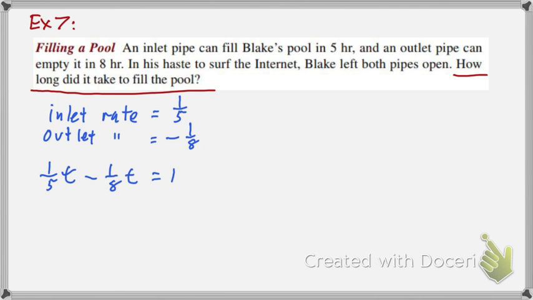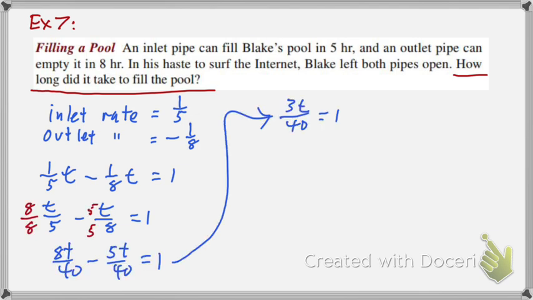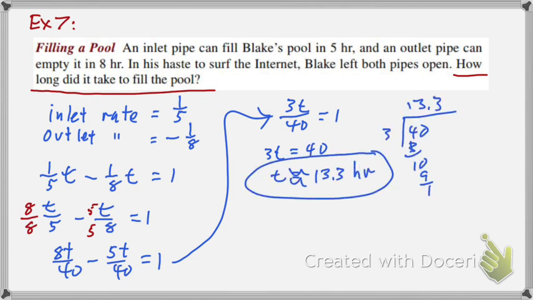I get my formula. Notice the negative sign there. I rewrite it. And now I've got to get a common denominator. Well, for 5 and 8, that's 40. Which gives me 8t over 40 minus 5t over 40 equals 1. Well, 3t over 40 equals 1. Use a little bit of algebra and 6th grade math here. And I get t equals about 13.3 hours.